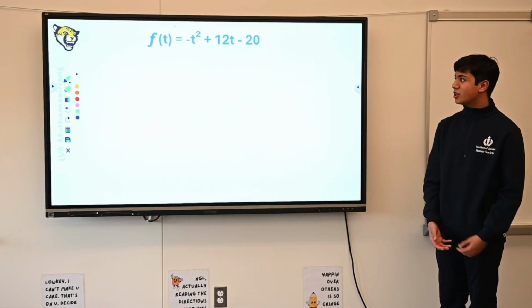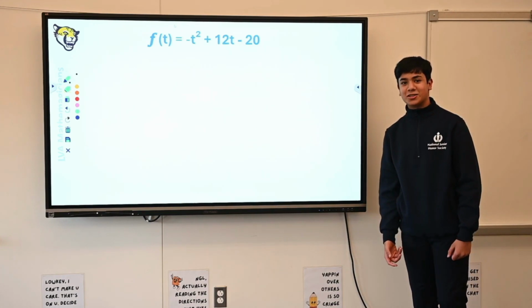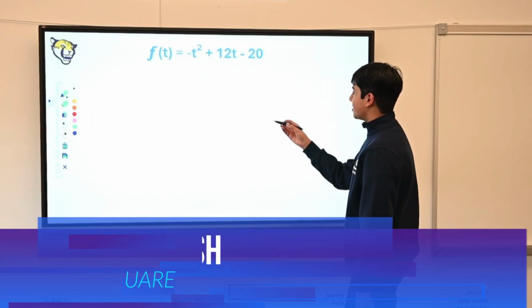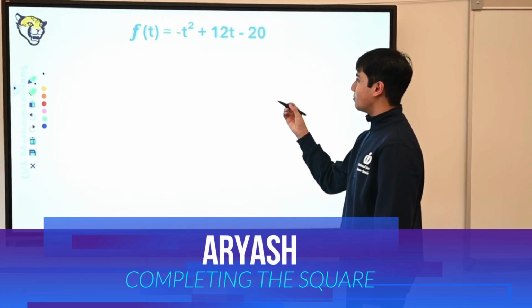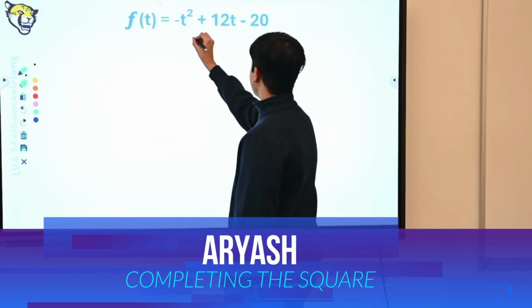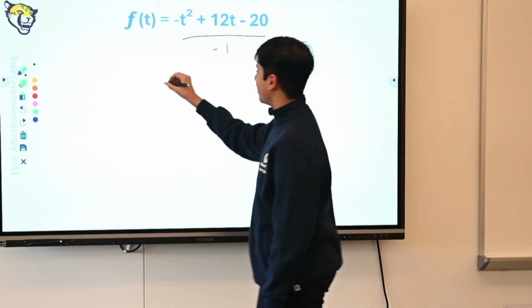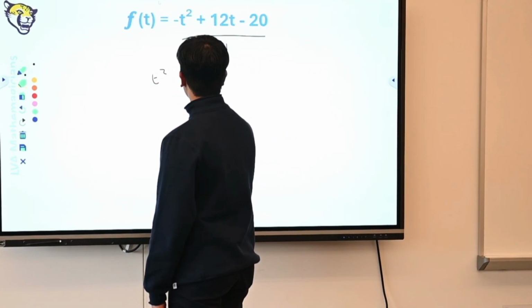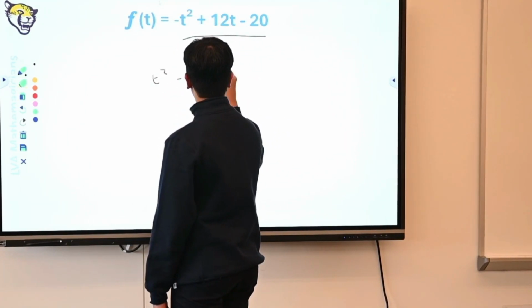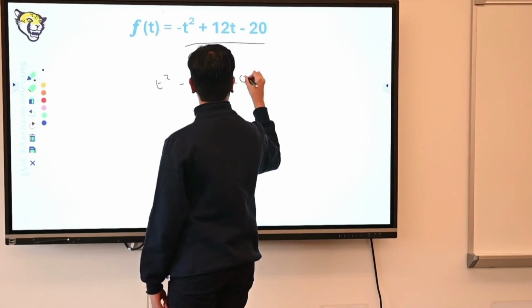Now I'll show you how to solve the same equation using the completing the square method. We start with our equation -t² + 12t - 20 and divide the entire equation by -1. And what this gives us is t² - 12t + 20 = 0.